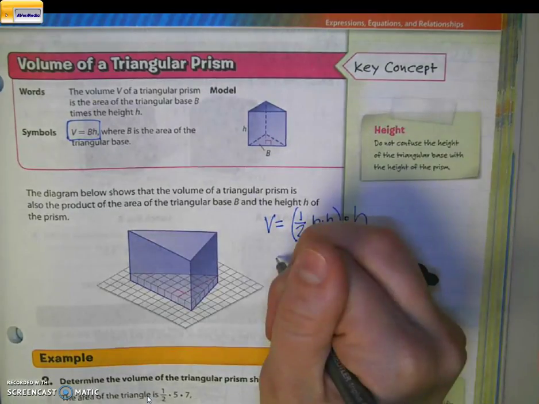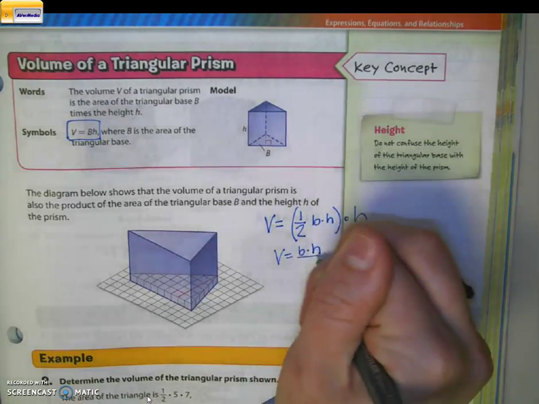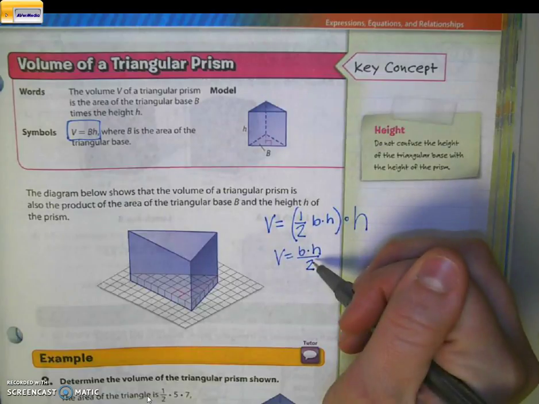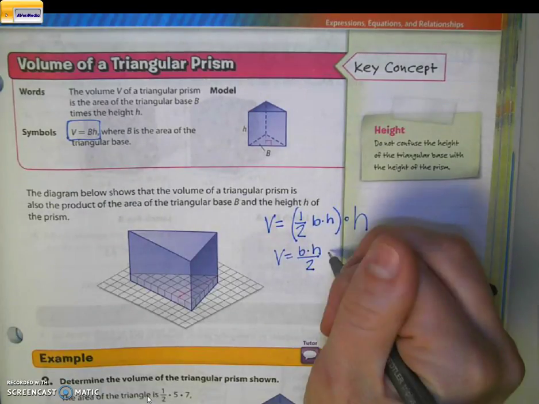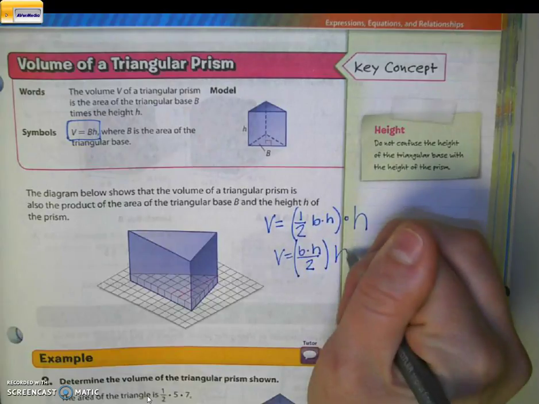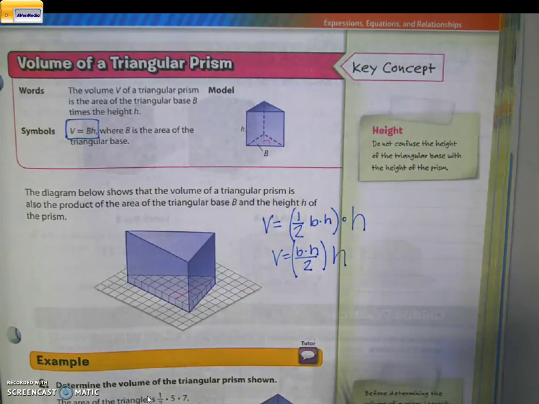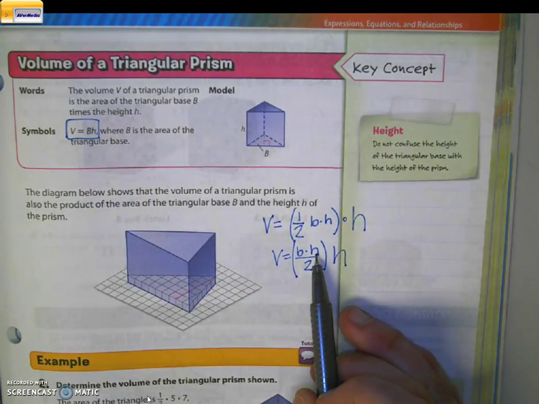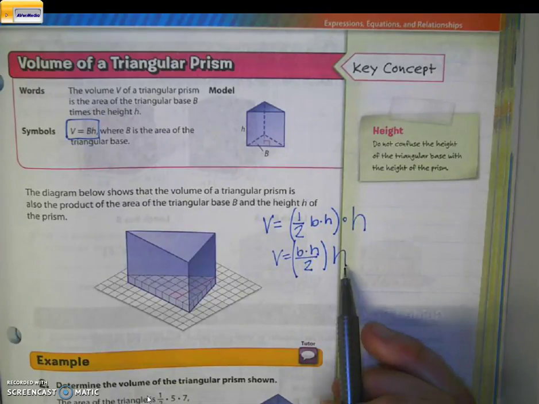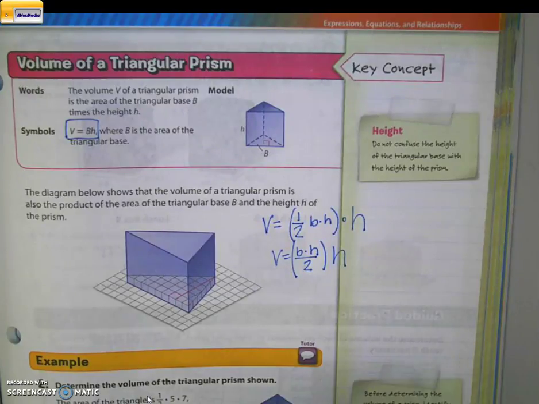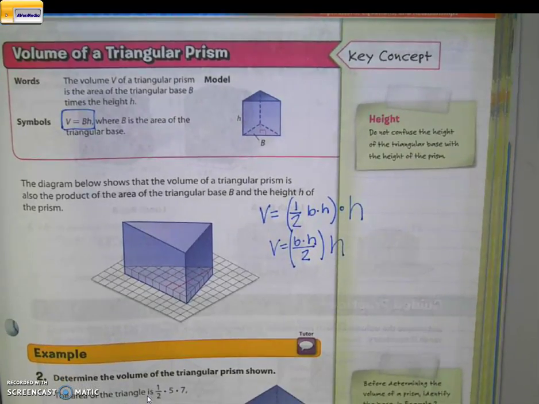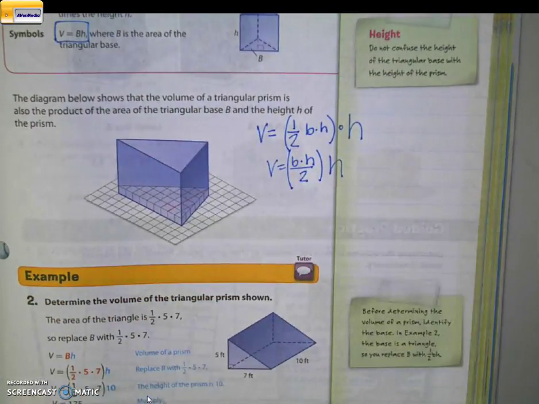Now, we've been using the base times height divided by 2 formula. They're the same. Multiplying a number by 1/2 and dividing it by 2 gives you the same thing. I like this one a little bit better. I think it's slightly easier. But once we find the area of that base, we multiply it by the height of this shape. So as I look here, this height is the height of that 2-dimensional base. This would be the height of the entire 3-dimensional shape. Okay, so I know it's kind of confusing because we're using 2 different h's, but they don't mean the same thing. Okay, so let's look at that in example number 2.